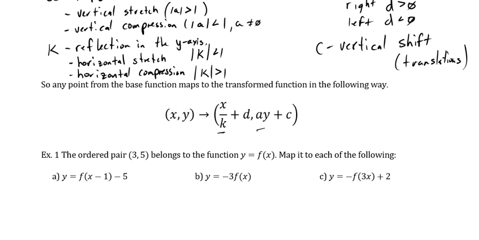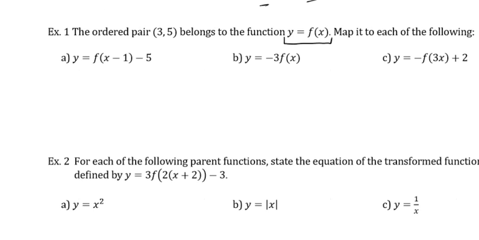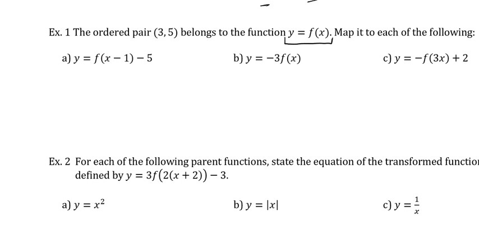So how do we use this? For example, example 1 here: the ordered pair (3, 5) belongs to the function y equals f(x). We don't know if that is a quadratic or an absolute value or something else. The sine function, we don't know, and it doesn't matter. Map it to each of the following. So we've got to do a few things here.